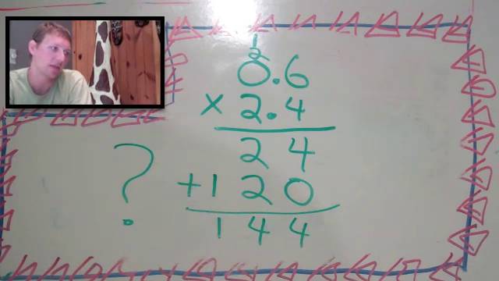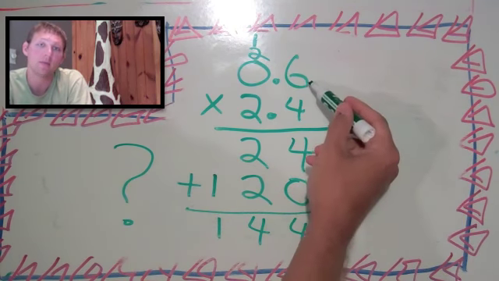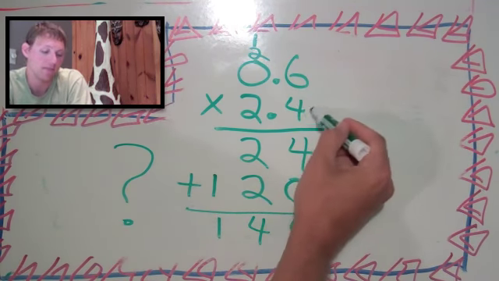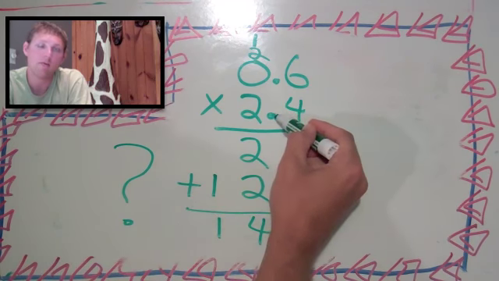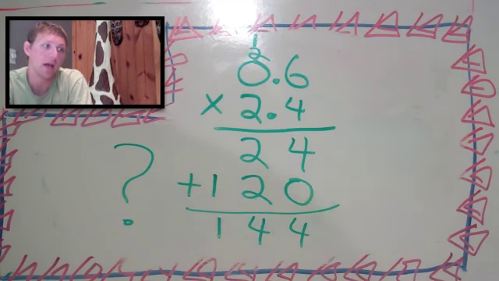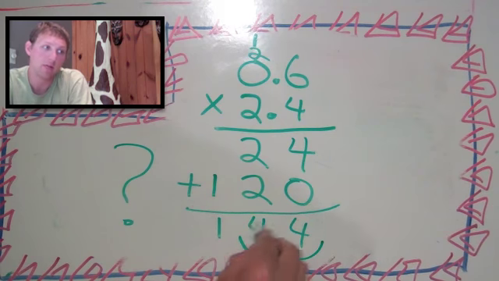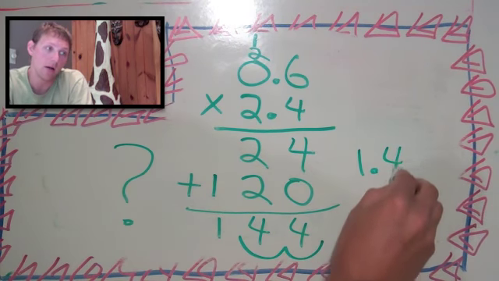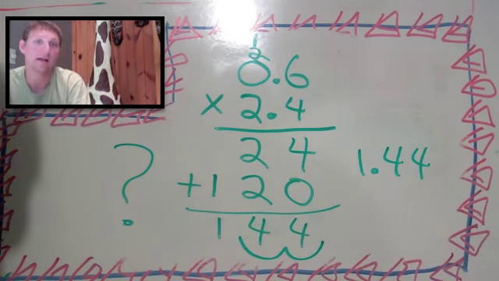So we count the decimal places used in each number. 0.6 has 1. 2.4 has 1. So we add them up to get 2, and we put them in, leaving us with 1.44 as our final answer.